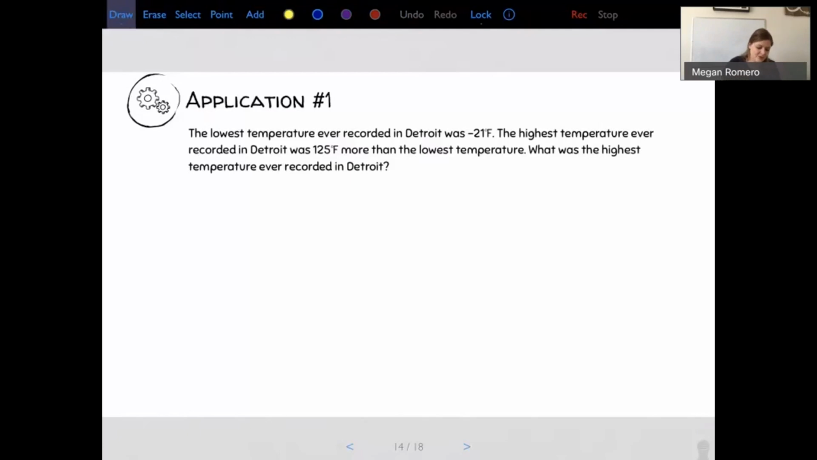So one way to visualize the problem is I'm going to draw kind of a thermometer here. Our lowest temperature is -21 degrees Fahrenheit. And when we're talking about more than, is our highest temperature going to be bigger than or smaller than the lowest? Well, it's going to be bigger than. It's 125 degrees more than.